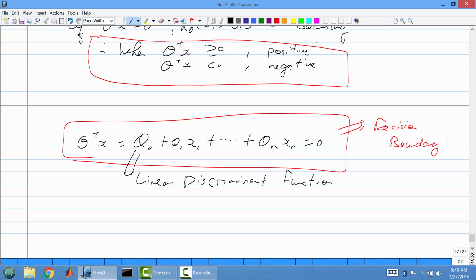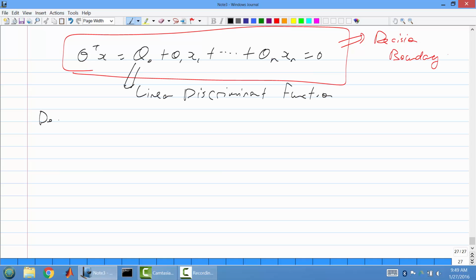Because it's a linear function here, and discriminant because it allows you to choose between whether it's positive or spam, or negative non-spam. There's a discriminant between two classes. It's also known as a linear discriminant function, and we'll talk about that later, in the next class. Okay?